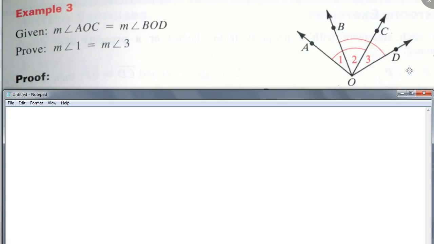For example, if AOC was 60 degrees and angle BOD was also 60, and let's say angle 2 is 20 degrees, what's this one? 40. What's this one? 40, because they share the same angle. Is that right? That's the reason. So that should guide you in terms of how to prove this. Now what you have to do is use that sort of step to prove it. So let's do that one.